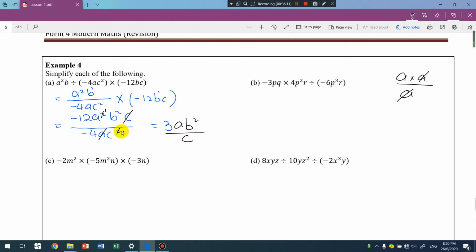But if you already learned about indices, then you might try this way. Let's say you don't want to do it the other way. You can just take 3ab squared. Okay, so nothing here means power 1. So for divide, you just take the index, 1 minus 2. You get c negative 1. C negative 1 will actually give you 3ab squared over c. You get the same answer. Okay?